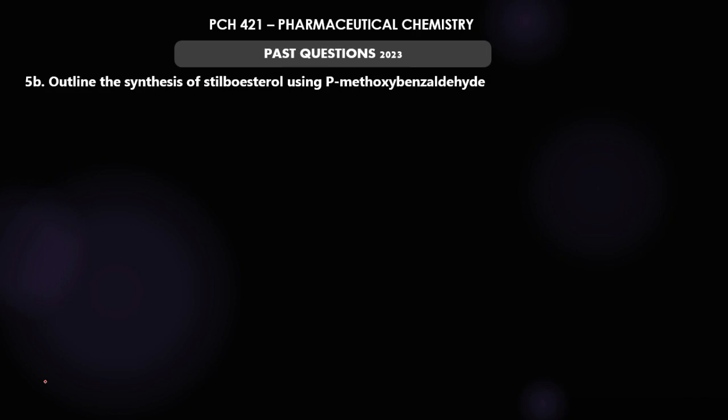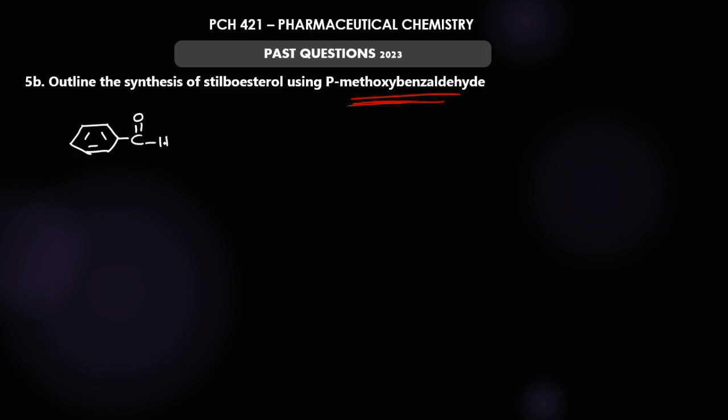Outline the synthesis of stilbestrol using p-methoxybenzaldehyde. Now, first of all, you have to note what you have here. What do you have here? P-methoxybenzaldehyde. So what is the structure of p-methoxybenzaldehyde? P-methoxybenzaldehyde has, at the para position, a methoxy group, and then you have a benzaldehyde. Benzaldehyde is a structure that looks like this. All right?